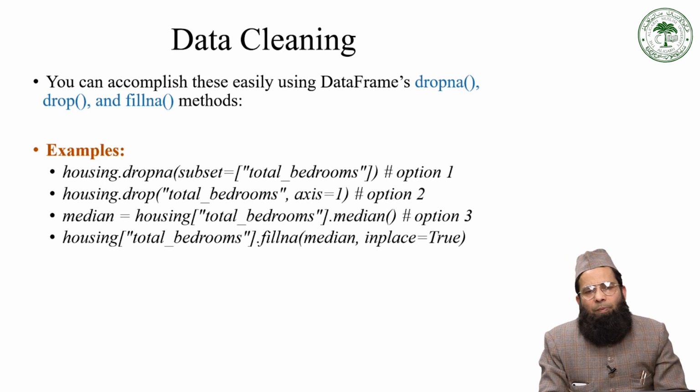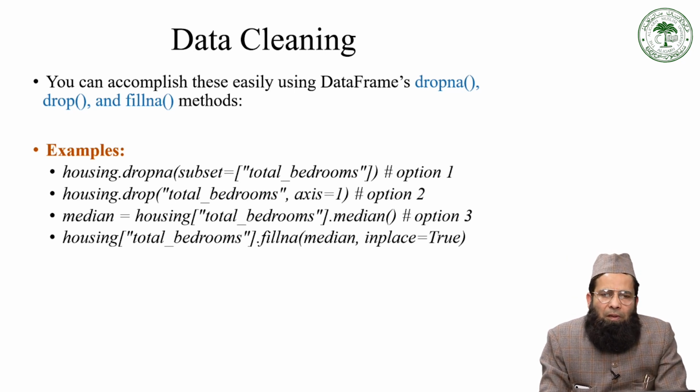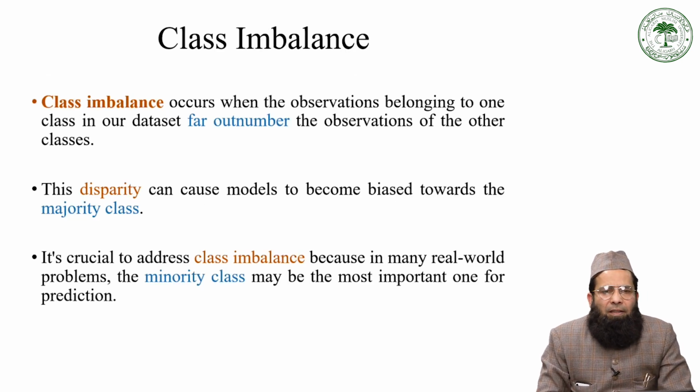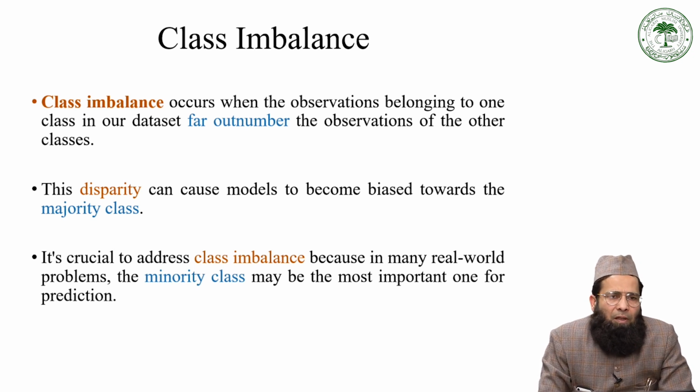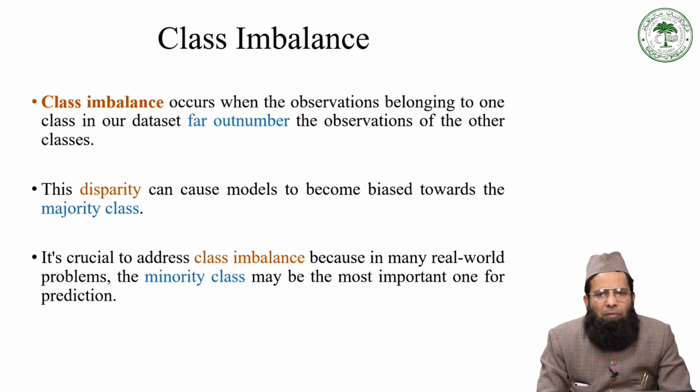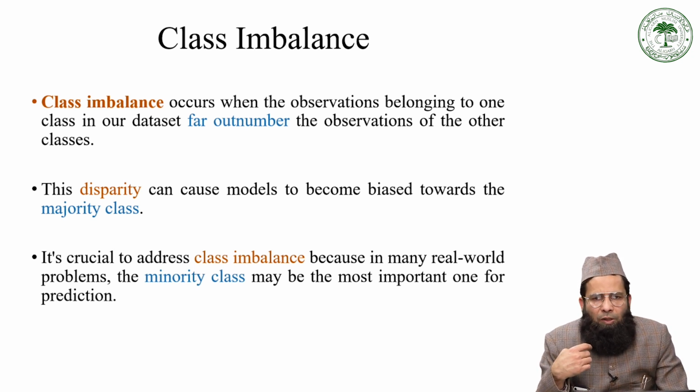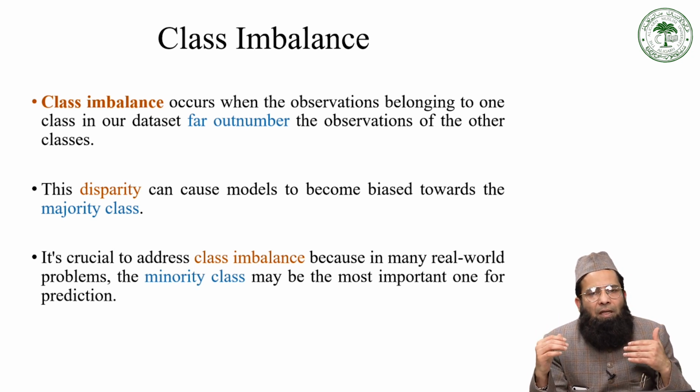So we have seen how to handle missing values, and missing values actually come under data cleaning strategy. Now the next task that we'll see is a class imbalance problem. Class imbalance occurs when the observations belonging to one class in our data set far outnumber the observations of the other classes.